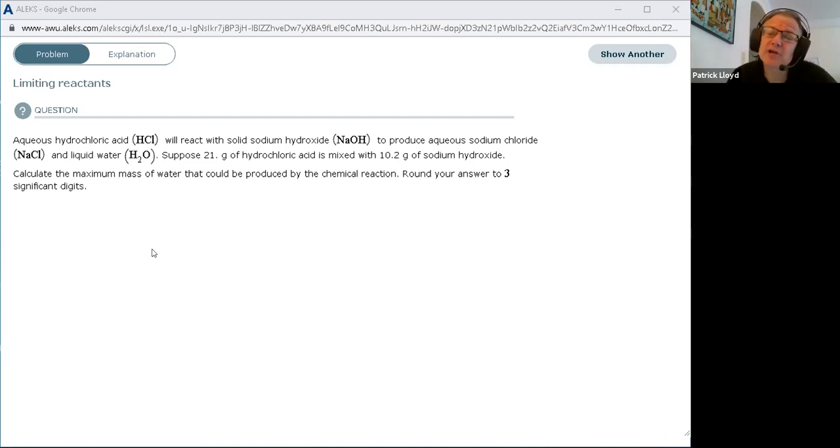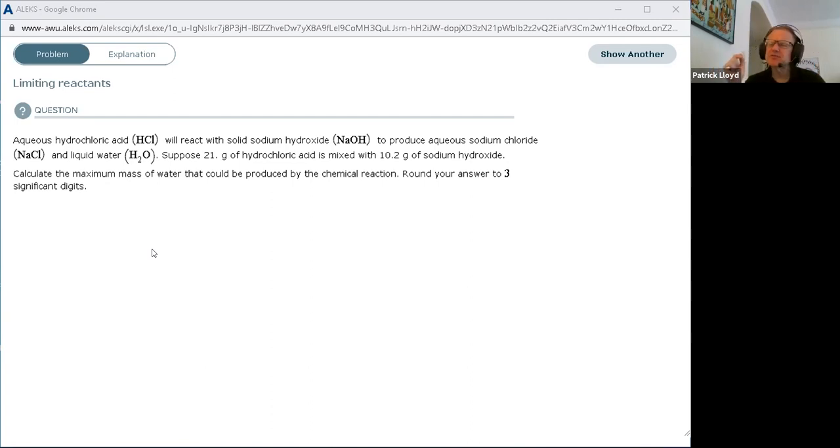HCl is what's called a strong acid. So hydrochloric acid reacts with solid sodium hydroxide, which is sometimes called lye, to produce aqueous sodium chloride, that's table salt, right? And liquid water, H2O. Suppose 21 grams of hydrochloric acid is mixed with 10.2 grams of sodium hydroxide. Calculate the maximum mass of water that could be produced by the chemical reaction, and then round your answer to 3 significant digits. So in a sense, this is kind of like the problem we just did. You've got 2 reactants, 2 products.